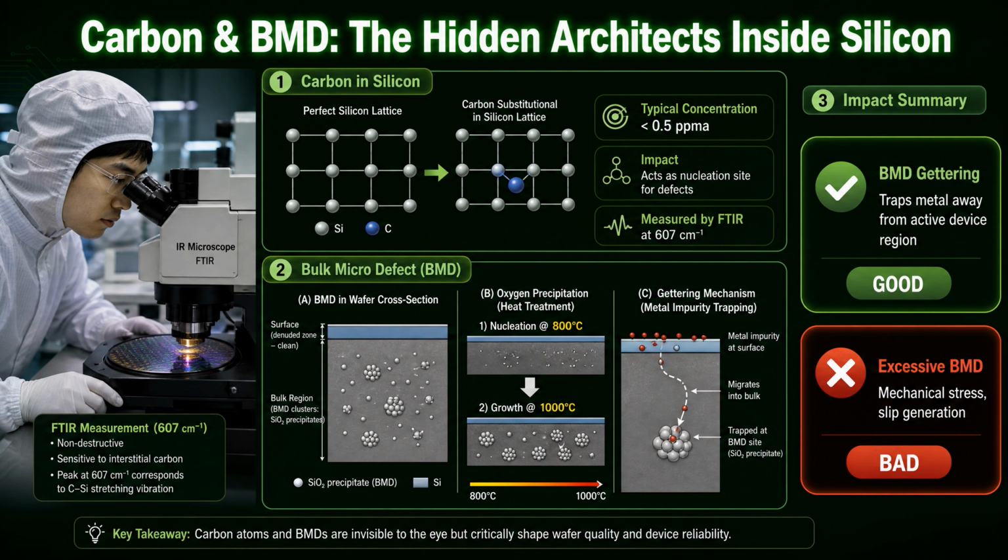BMD, bulk microdefects, are silicon dioxide precipitates that form in the bulk of the wafer during heat treatment. Oxygen atoms cluster together during annealing, first nucleating at around 800 degrees Celsius, then growing at around 1000 degrees. BMDs serve a critical function. They act as gettering sites, trapping metal impurities in the bulk and keeping the active device region near the surface clean. However, excessive BMD density can generate mechanical stress and promote slip, which we'll cover in the next episode.